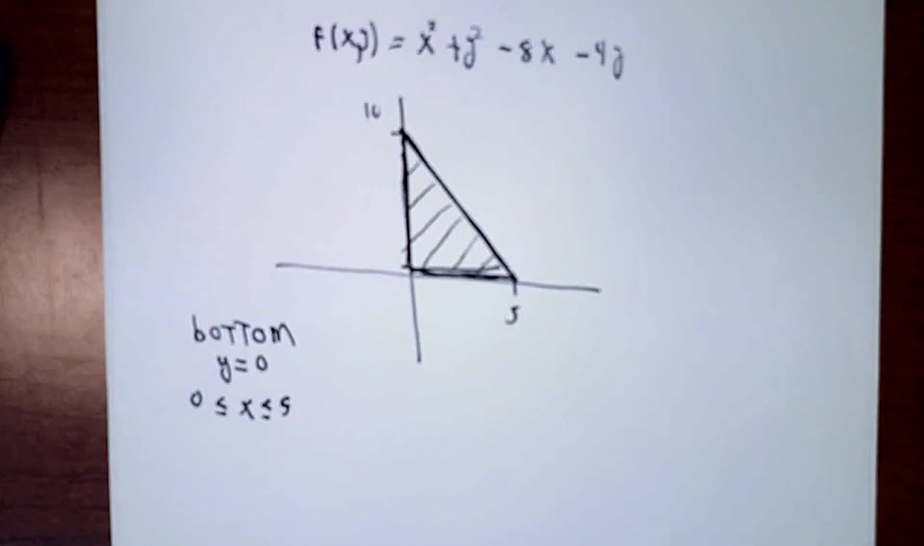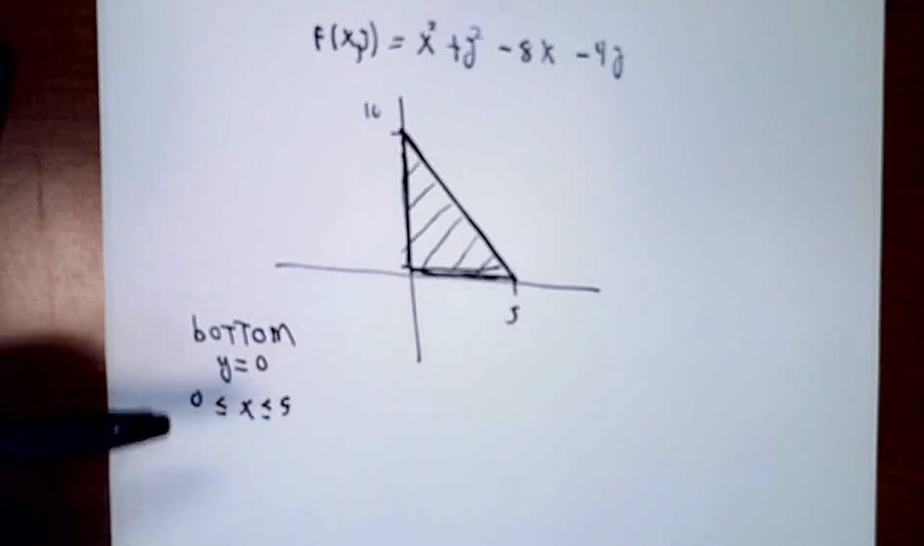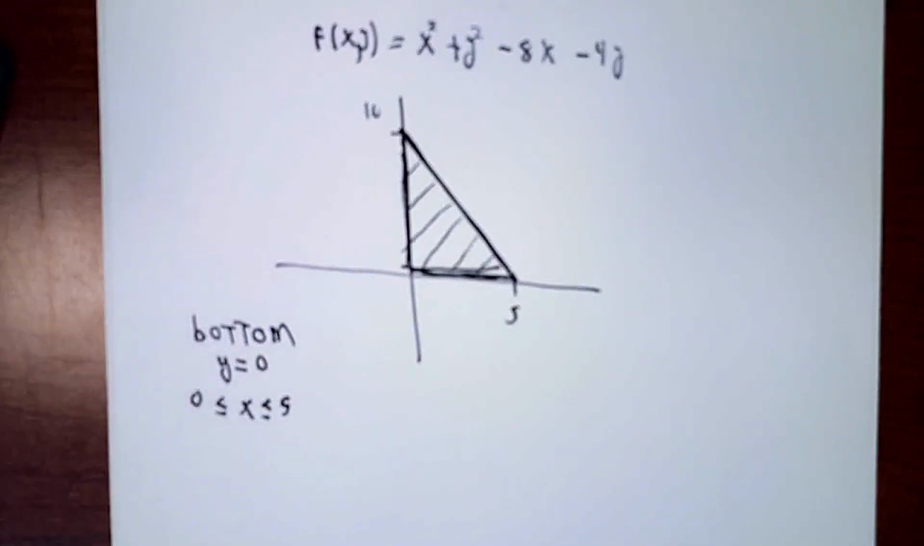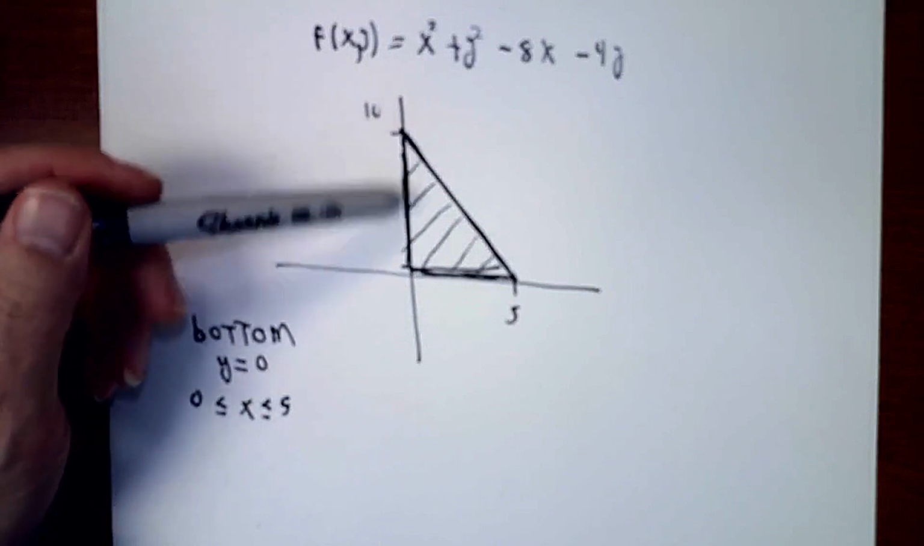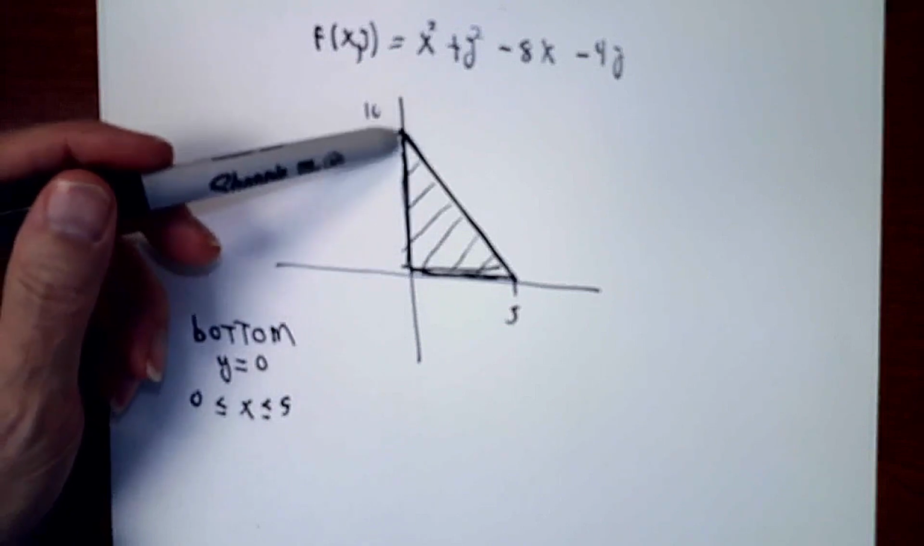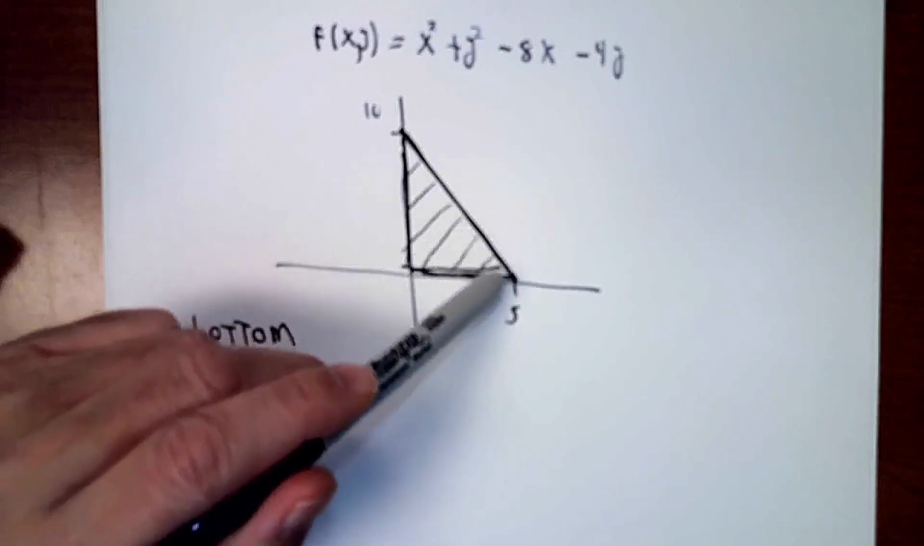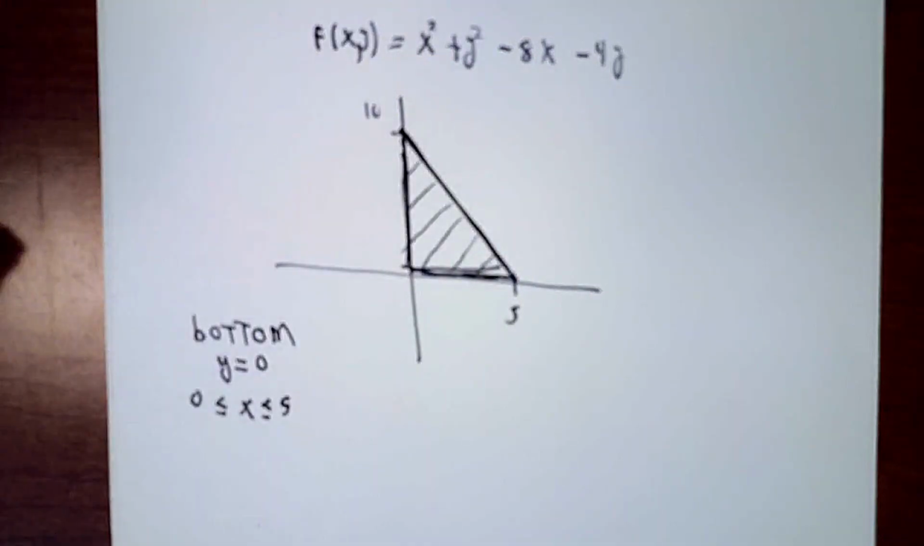I'm going to look at the boundary first. The boundary is composed of three pieces. There's the piece across the bottom where y will be 0, and the x can be anything from 0 to 5 inclusive. The second part of the boundary is this vertical part here where x is 0 and y varies from 0 to 10. And lastly, I'm going to have part of my boundary formed by this downward sloping straight line. I'm going to look at each one of these chunks separately.